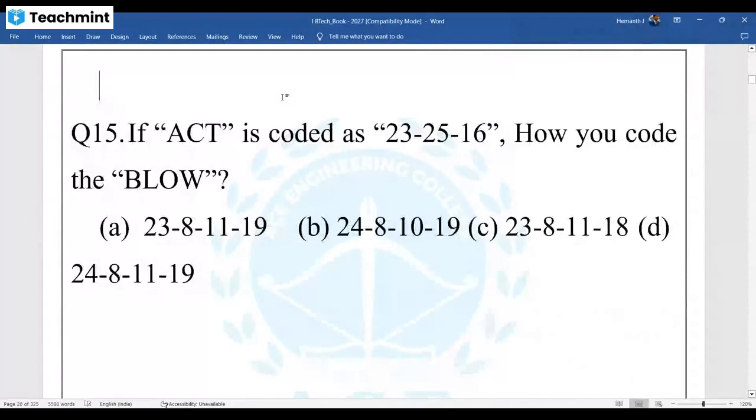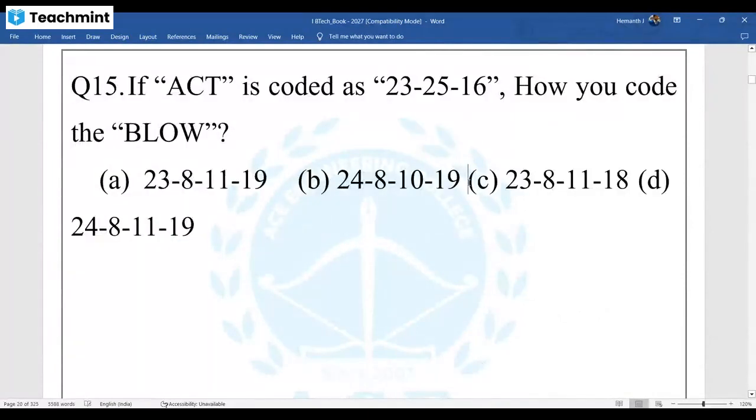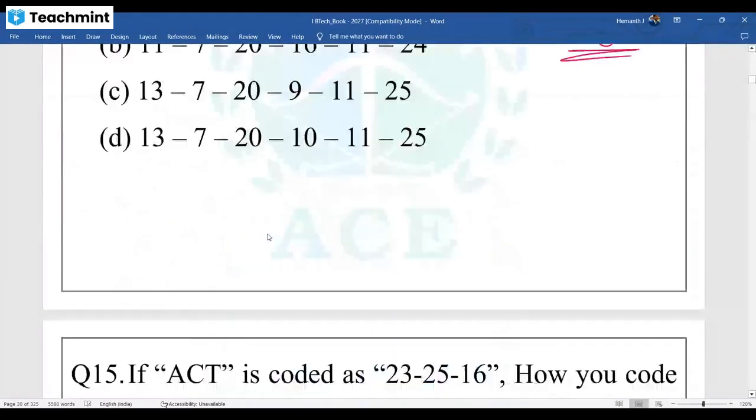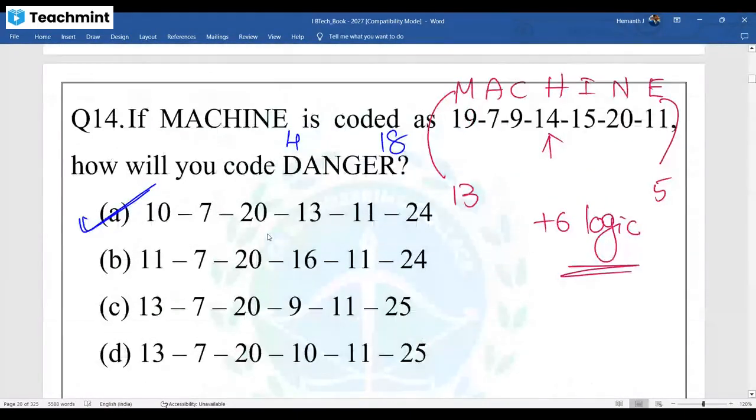Among the options, you need to select the correct option. That's it. For the previous question, you did not solve all letters, and it is not required here. Among the options, which is the correct one? In the previous question, I did only the first and last letter because options are given.